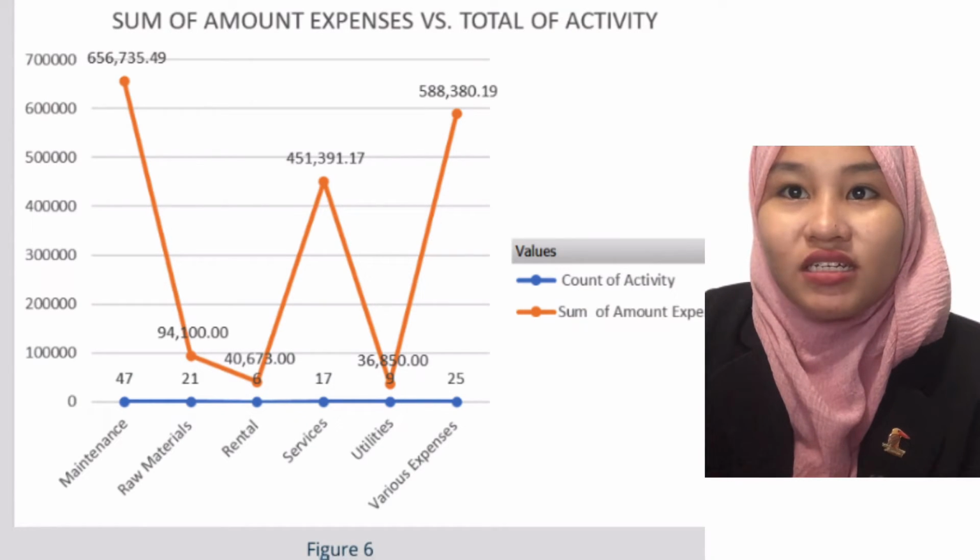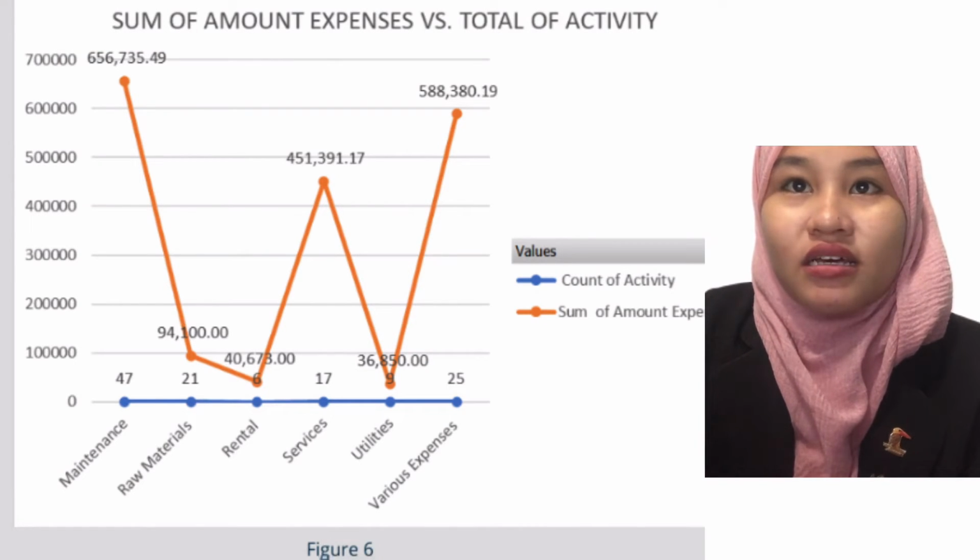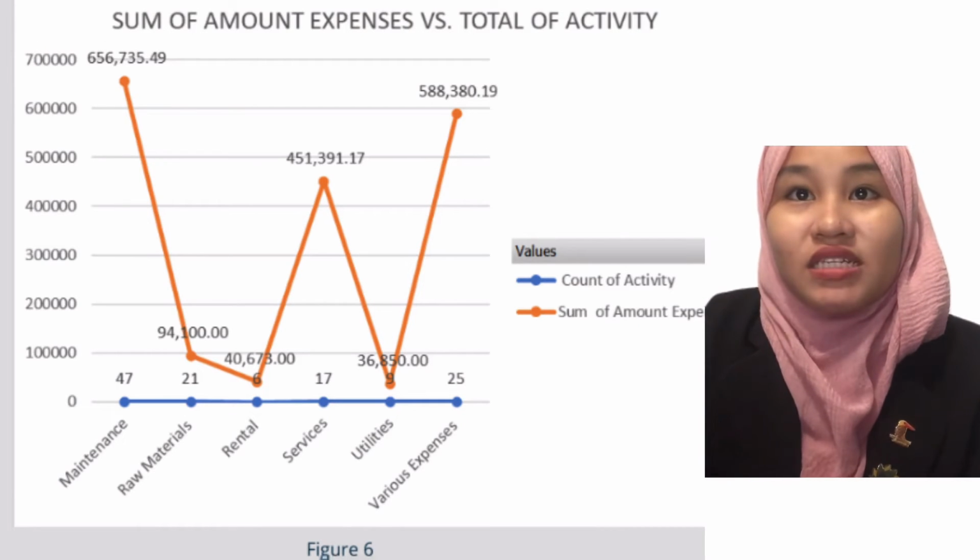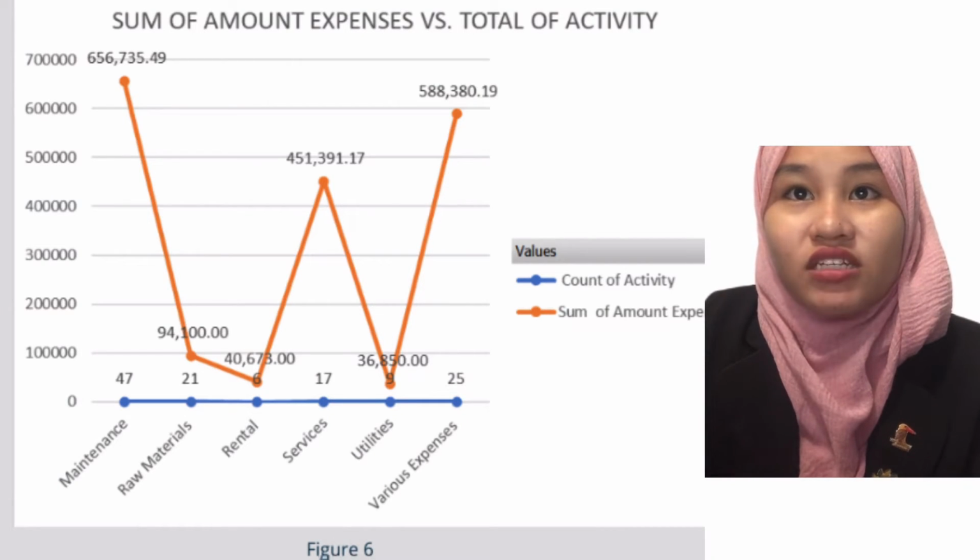Based on figure 6, we can see that maintenance has the highest number of activities, which is parallel with the sum of amount expenses made under the description of maintenance. The total value of expenses is 656,735.949 for a total of 47 activities for maintenance only.